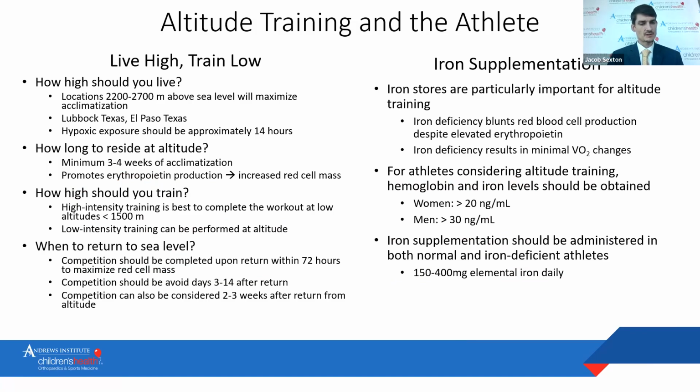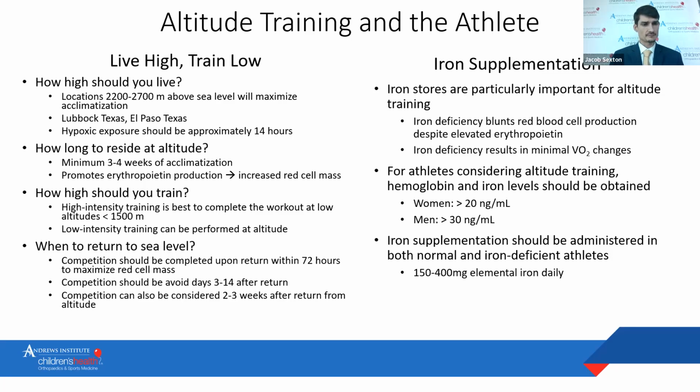So then the next question is, how long do you stay at altitude in order to get those maximum benefits? You want a minimum of 3 to 4 weeks of acclimatization. At this point in time, that promotes erythropoietin production. Erythropoietin is the hormone that allows red blood cell production and activation. And so at that 3 to 4 weeks, that's when you're going to get that increased red blood cell mass, which will subsequently improve that oxygen carrying capacity and VO2 max.